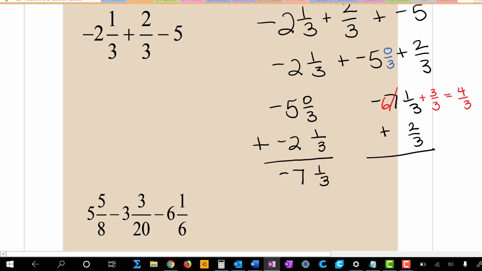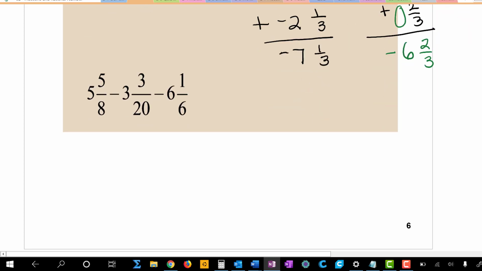So 4/3 minus 2/3 is 2/3. And then 6 minus, again, there's nothing here for the whole number, so just imagine a 0 there. So you get 6 2/3, and we have more negatives than positives, so the answer is negative. Let's go down to the next one.